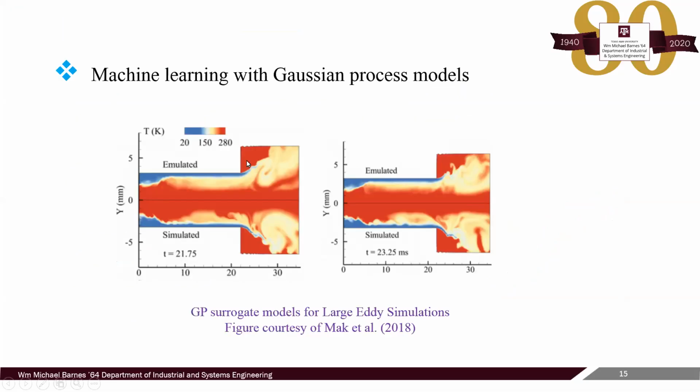So you can see that this figure basically shows that the upper part is called emulated. The lower part is called simulated. Simulated is the truth, and emulated is using Gaussian process to predict. So you can see that the prediction is quite good. The difference is minor, and it captures the main flow of this large eddy simulation.